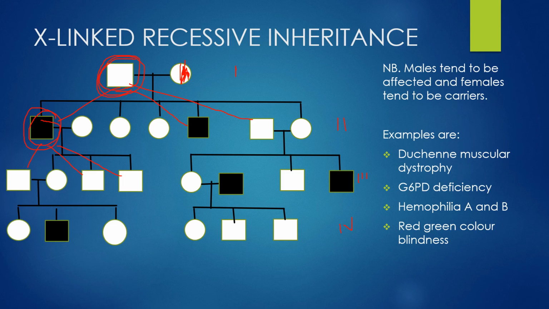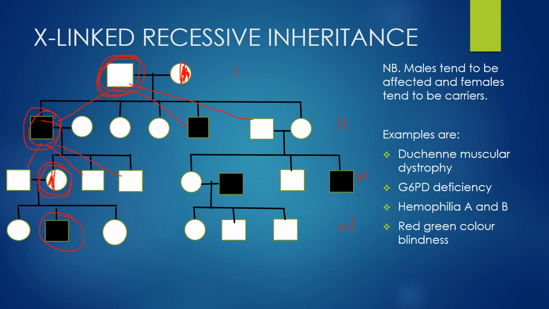But when you look at the third generation, at this daughter here, she most likely inherited the diseased X chromosome from her father, and so she was a carrier of the trait, and that is why her son here is affected, because he inherited the diseased X chromosome from his mother.